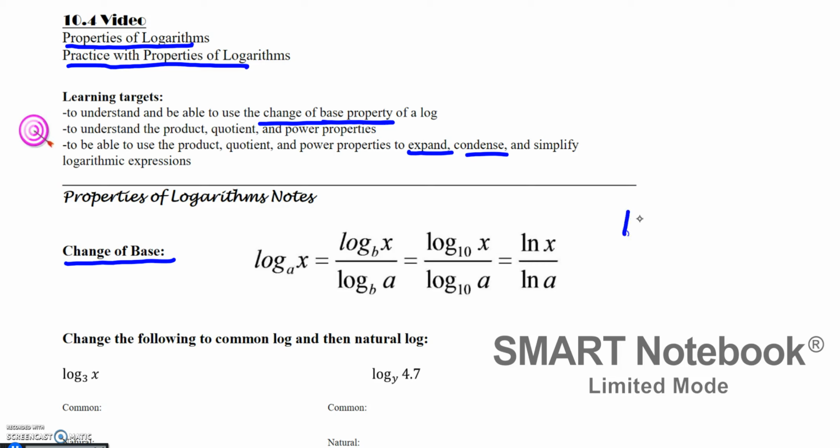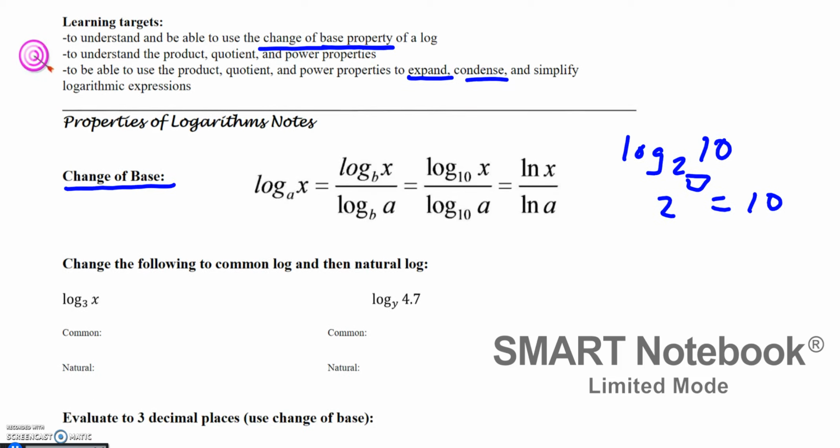If I gave you something like log base 2 of 10, if you think about what we did in past videos, that really means 2 to the what is 10. And 2 to the second is 4, 2 to the third is 8, 2 to the fourth is 16. So we skip right over 10, and so this is not easier this way. So we're going to be using the change of base formula. Let me show you what this really looks like in terms of a couple problems.